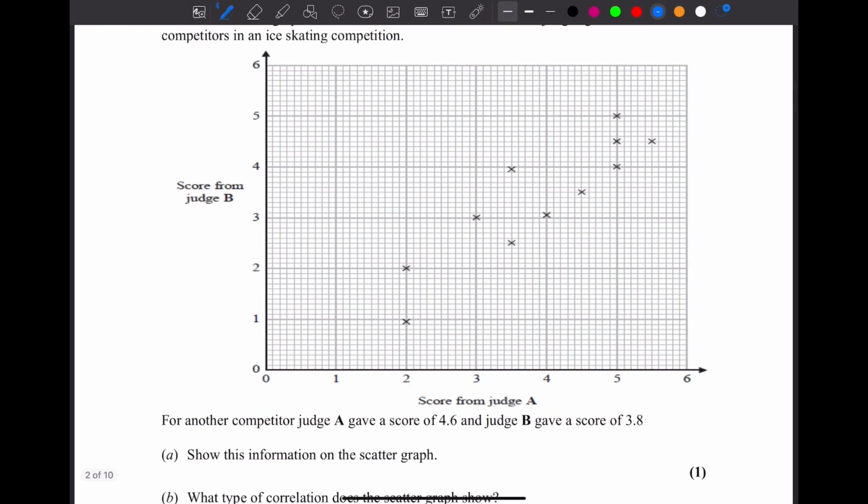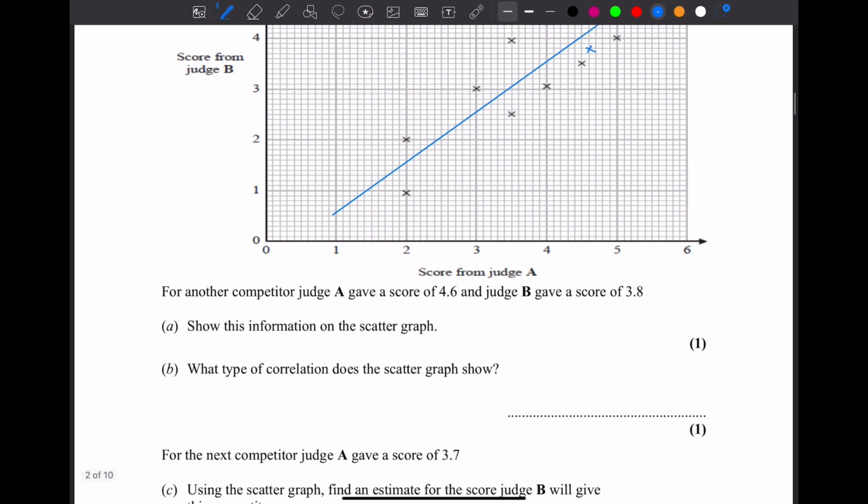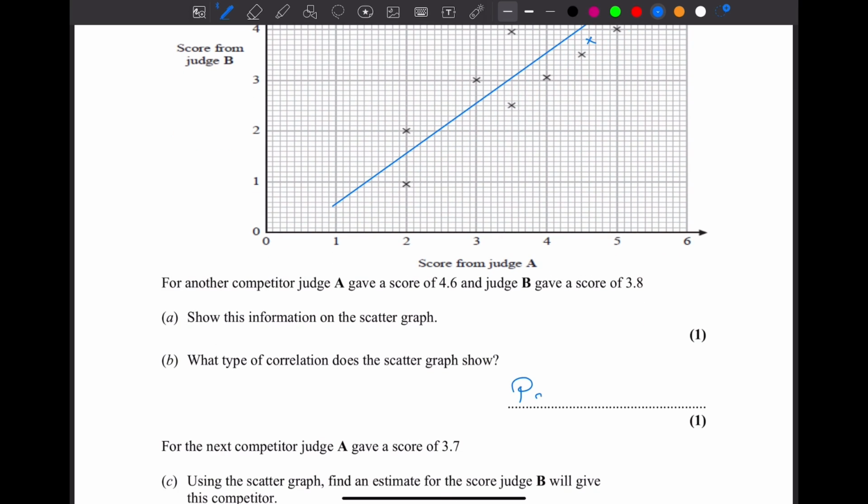Okay, the scatter diagram, which one? A is 4.6, B is 3.8. Roughly here, 4.6 and 3.8. Okay, what type of correlation does this show? Look at this. I draw a line of best fit all the time. Just make sure the number of points above the line is very similar to the number of points below it. What type of correlation is it? Positive correlation.